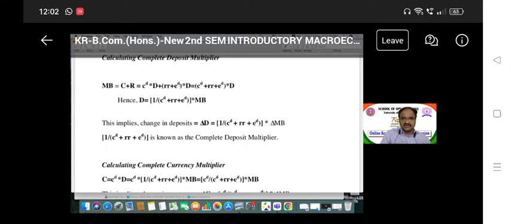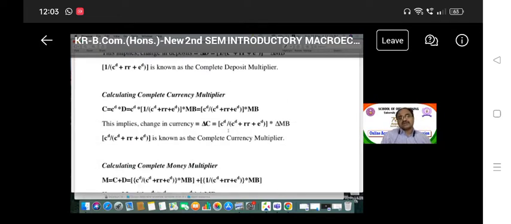So you simplify this equation and take D common: (CD plus RR plus ED) multiplied by D. If you want to know D, it comes to 1 upon (CD plus RR plus ED) multiplied by MB. So this is the deposit multiplier. This implies that a change in the demand deposits follows a change in the monetary base. That is known as the complete deposit multiplier. The deposit multiplier is the change in the total money supply relative to the change in the deposits.